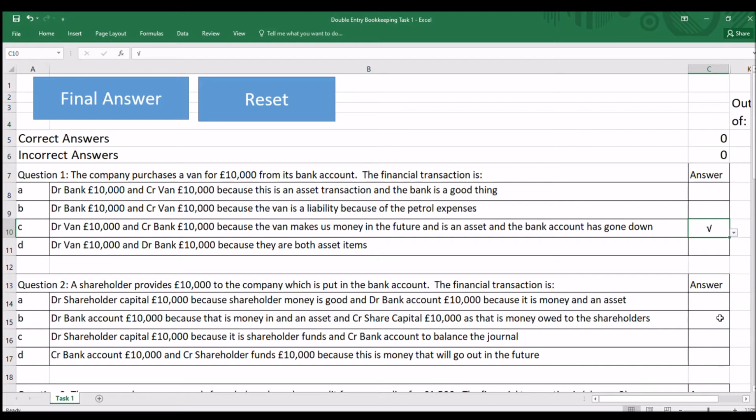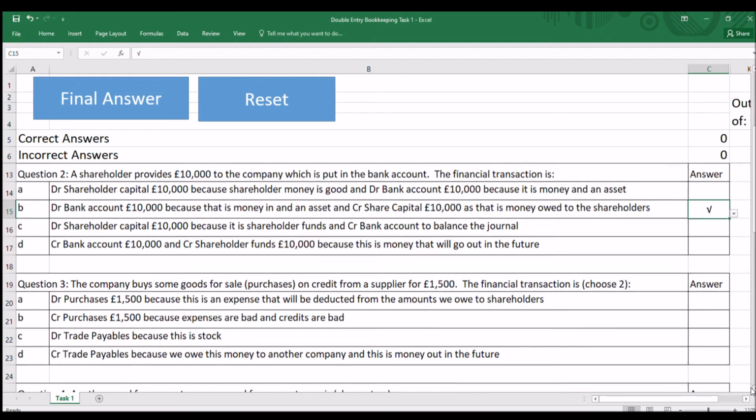Okay, the answer is B to this one. The reason why the answer is B is because the shareholder is a money out item. They're going to want the money out in the future. So an increase in a money out item is a credit. So credit 10,000 to the share capital. And the bank account is cash now, which is a money in item, and that's going up. So that's debit the bank item. So the answer to here is B. Debit bank £10,000, credit shareholder capital £10,000.